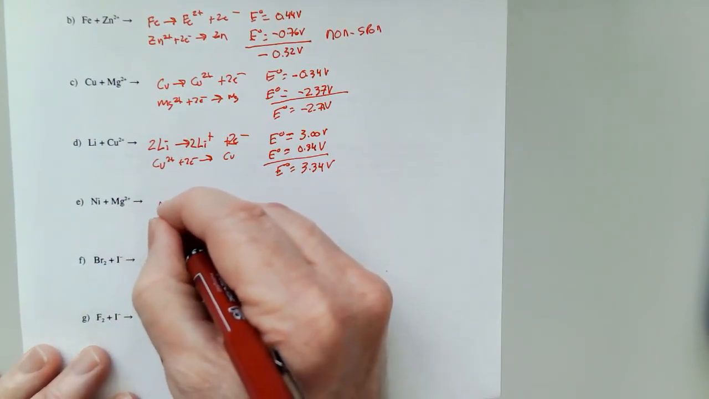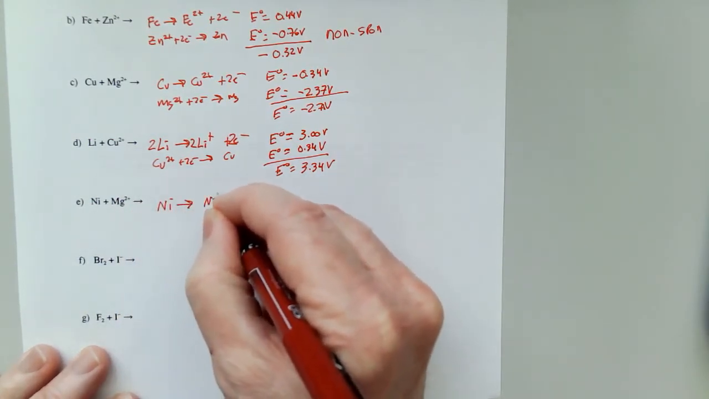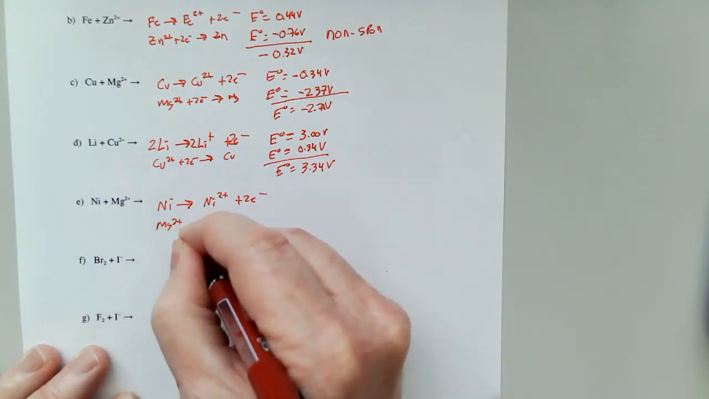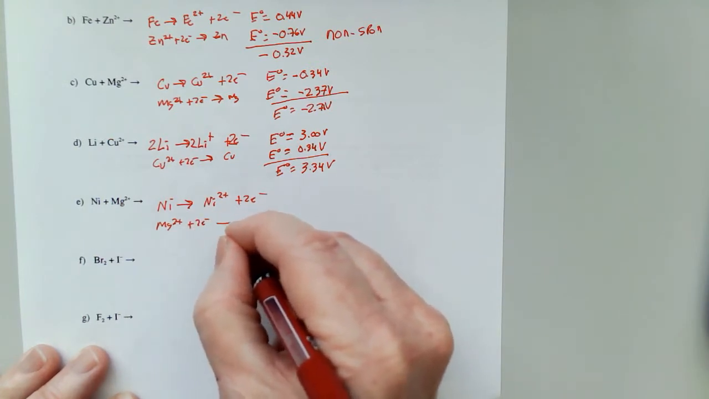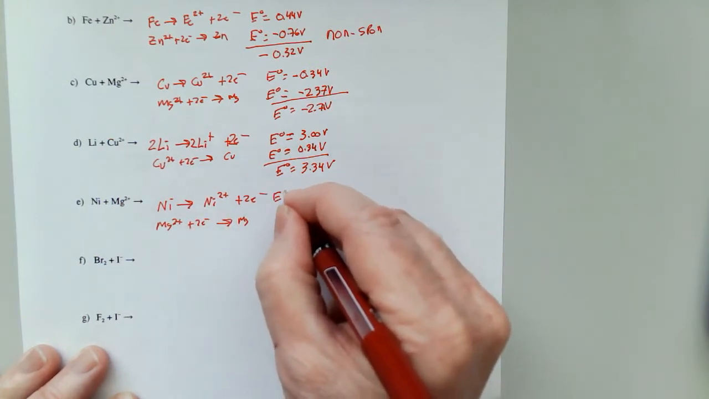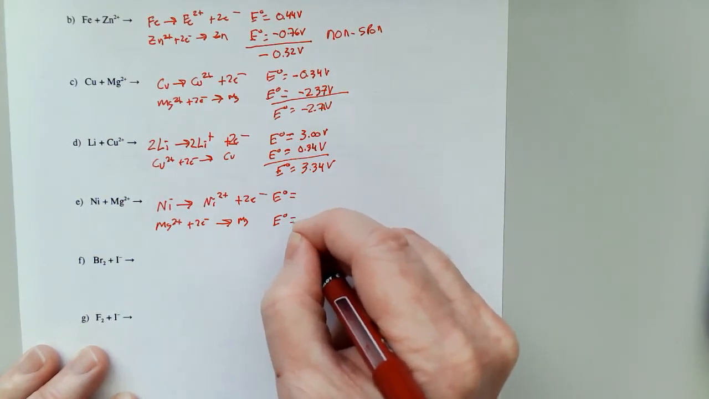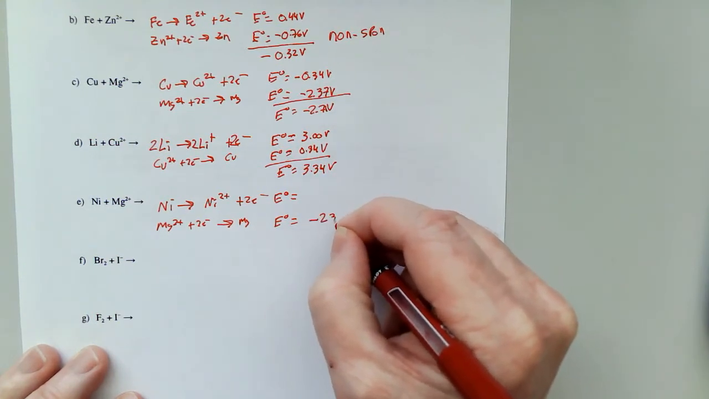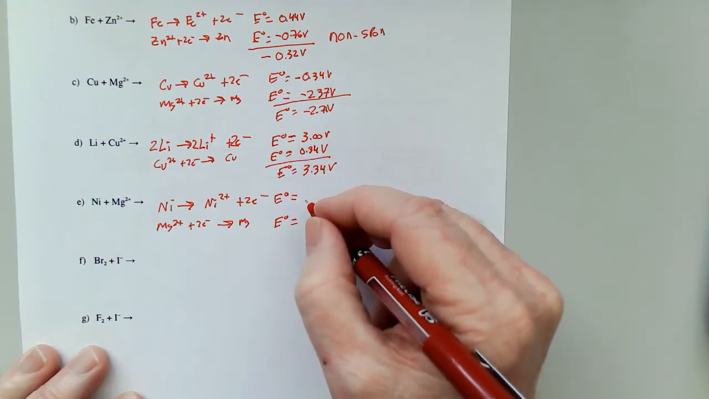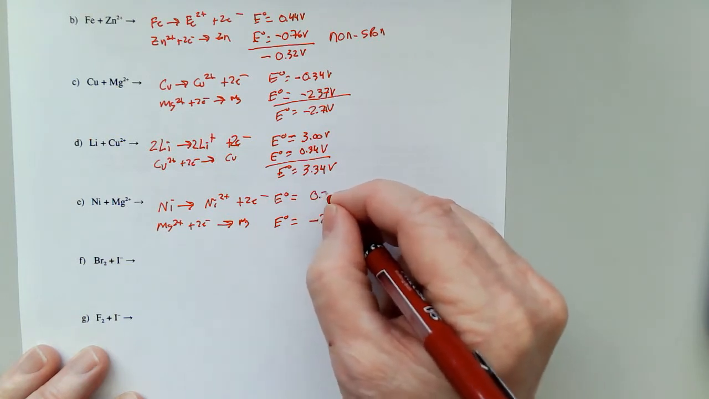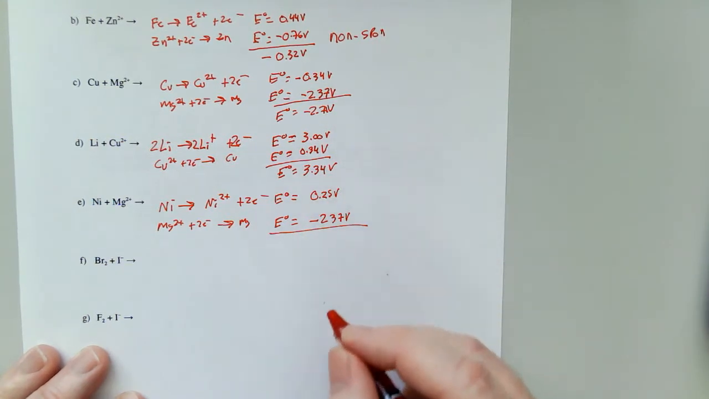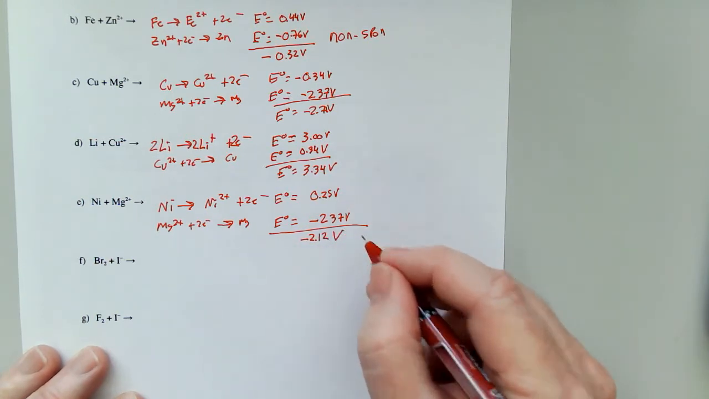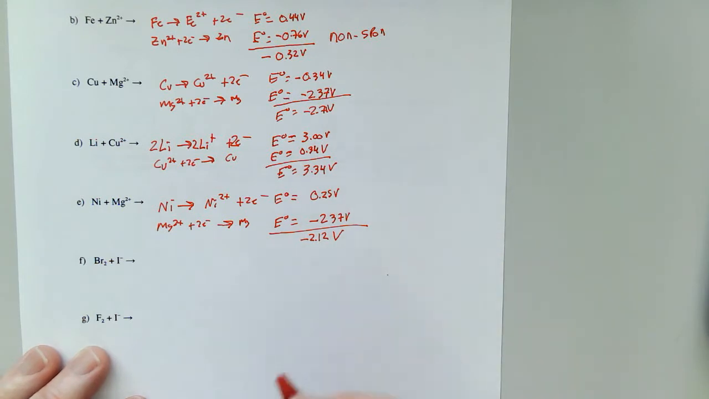The nickel goes to nickel 2 plus 2 electrons. The Mg2 plus 2 electrons gives me Mg. E naught equals. Okay, so for the magnesium, I already know that's a negative 2.37 volts. And for the nickel, I can look that one up, and that's 0.25 volts. So this adds up to be a negative 2.12 volts, which means it's non-spontaneous.